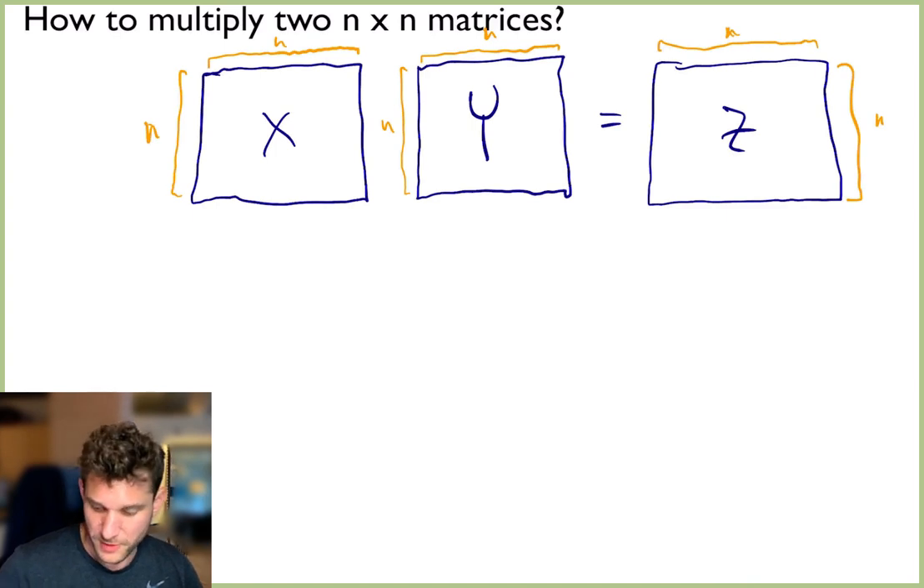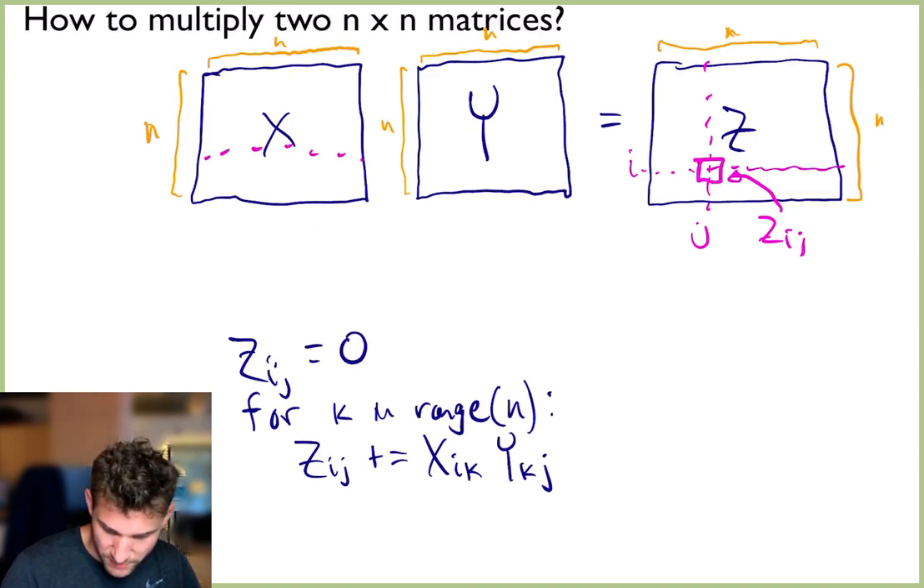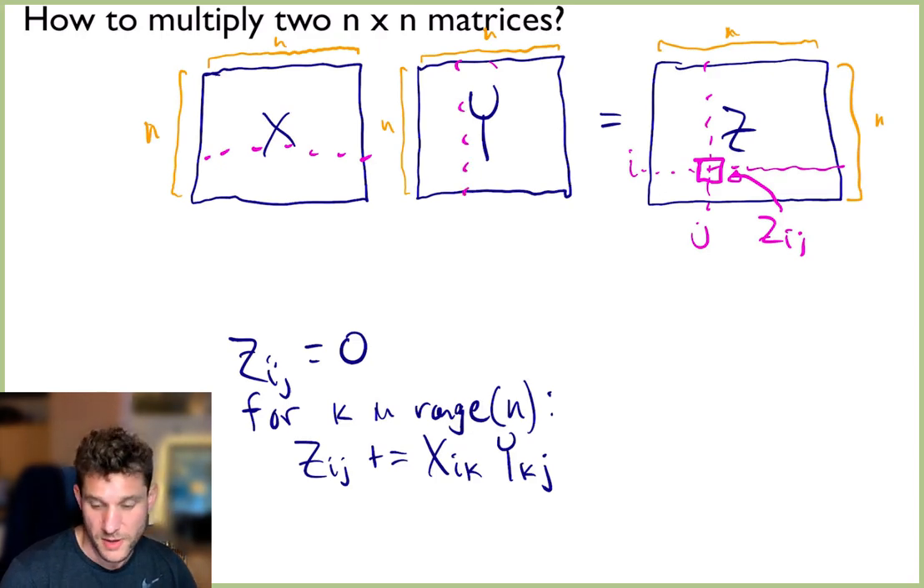Okay, so what's the algorithm to compute this matrix z? Let's think about the algorithm we need to compute the entries of this matrix. So think about computing, let's say, the zij-th entry of this matrix. First, we would have to initialize zij to be 0. Then we have to sum over k, and we're going to have to take the dot product between the ith row of the X matrix and the jth column of the Y matrix. We take the dot product between that row and that column, and that's what gets entered into zij.